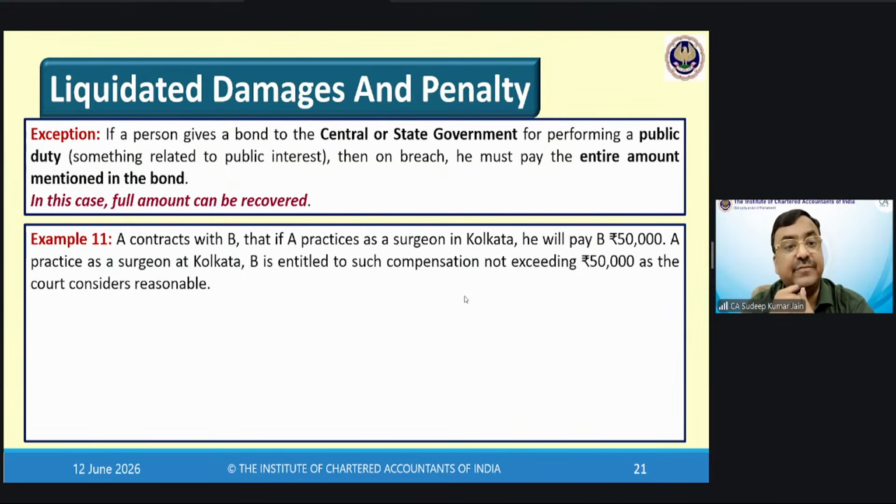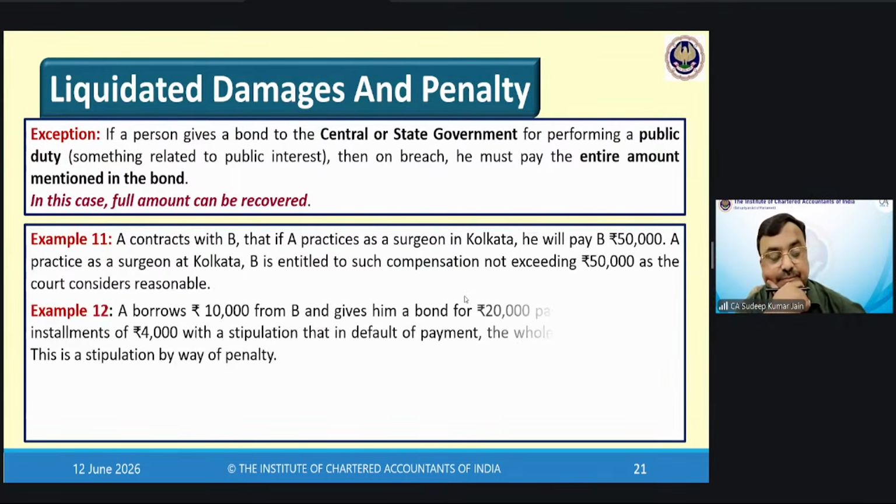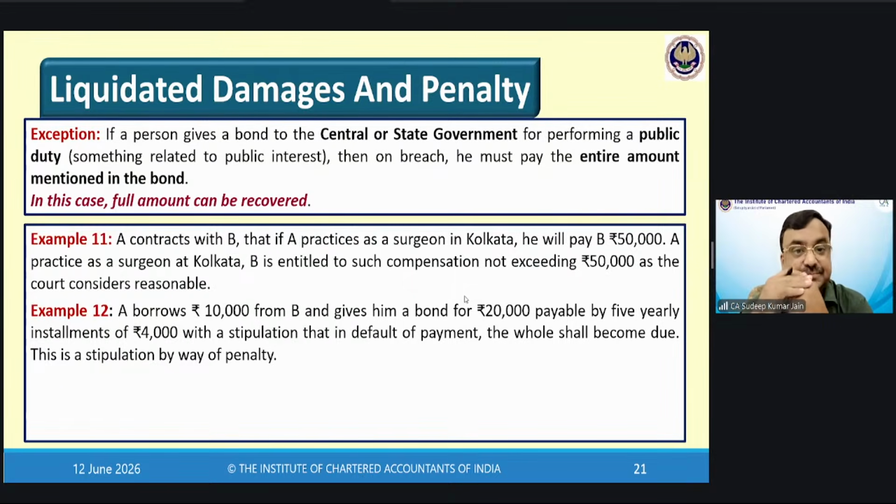See example number 11. A contracts with B that if A practices as a surgeon in Kolkata, he will pay rupees 50,000. If A practices as a surgeon in Kolkata, B is entitled to such compensation not exceeding 50,000 as courts consider reasonable. A ने कॉन्ट्रैक्ट किया B से कि वो सर्जन की प्रैक्टिस करेगा कोलकाता में और वो B को 50,000 रुपए पे करेगा, तो मैक्सिमम कंपनसेशन 50,000 होगा.